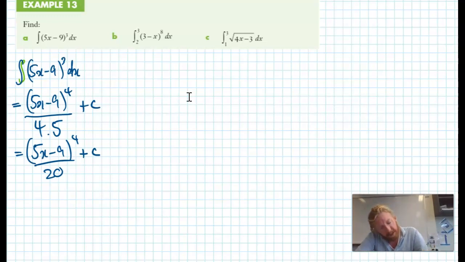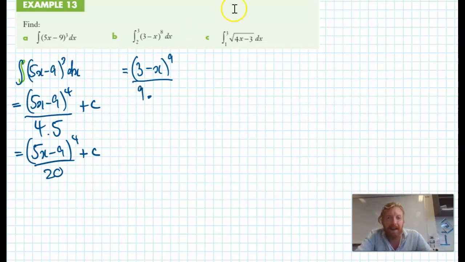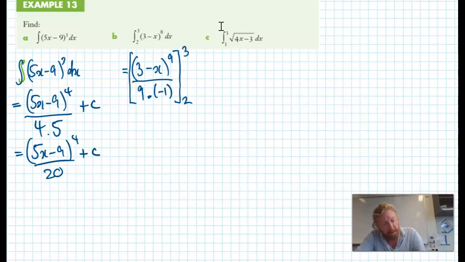We'll do b now. This is just your definite integral, where I'm just going to have to sub these values in, so it might be good to mix it up. Just going to jump straight to the second line here, equals (3 minus x) to the power of 9. That raises up by 1. That 9 comes down, and the value of a here is the coefficient of x, which is minus 1. Now, instead of putting a plus c on the end, I'm going to put my bounds on.